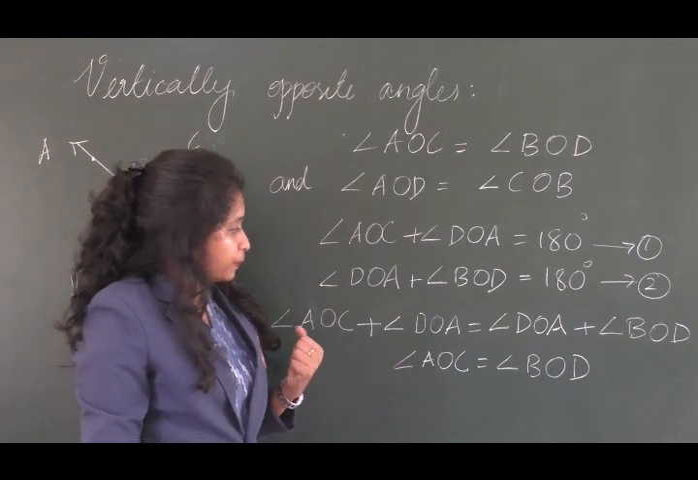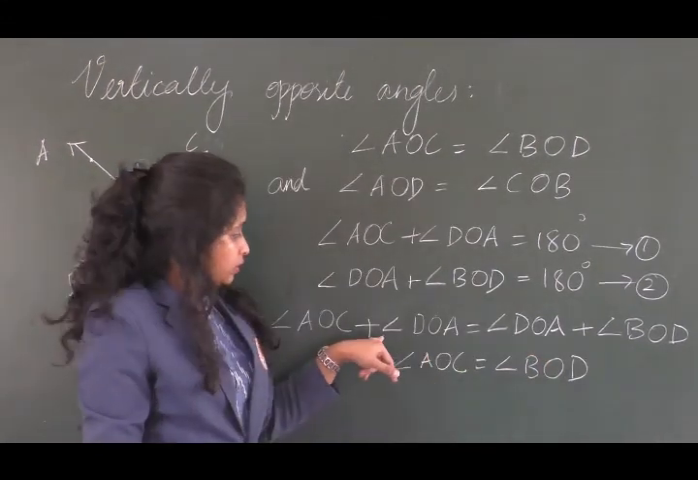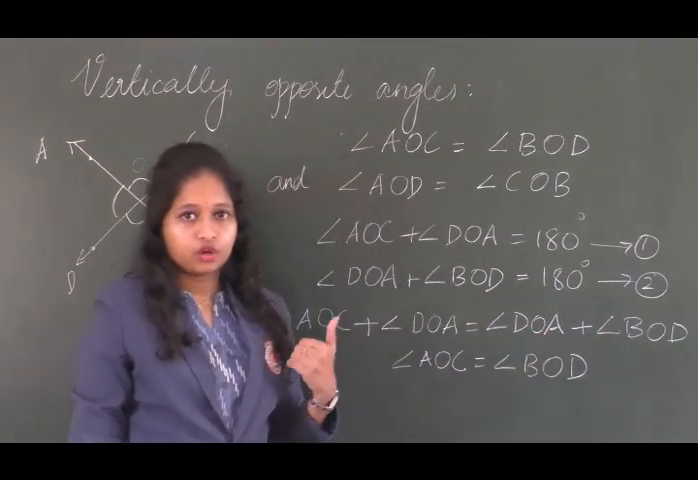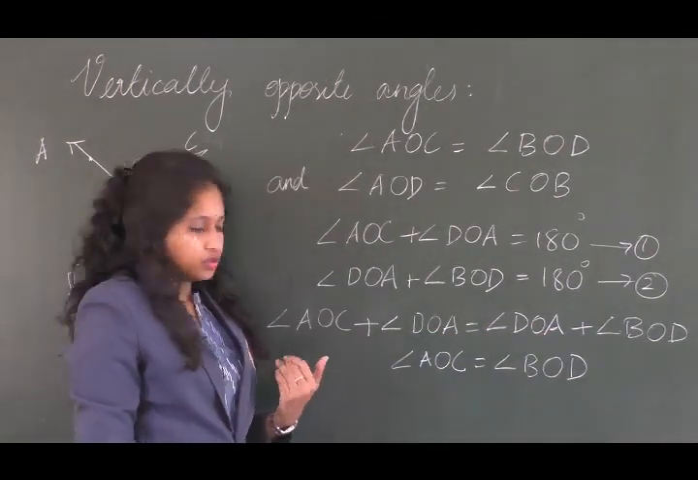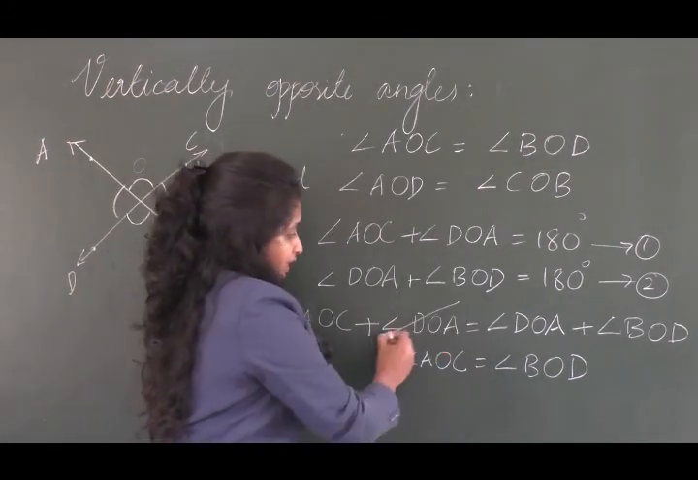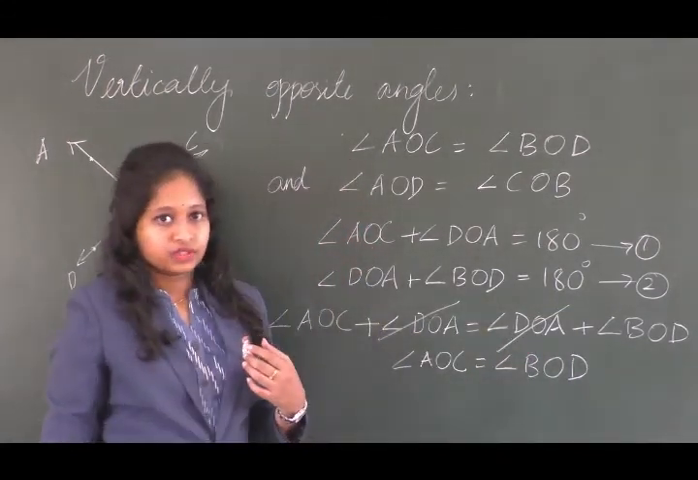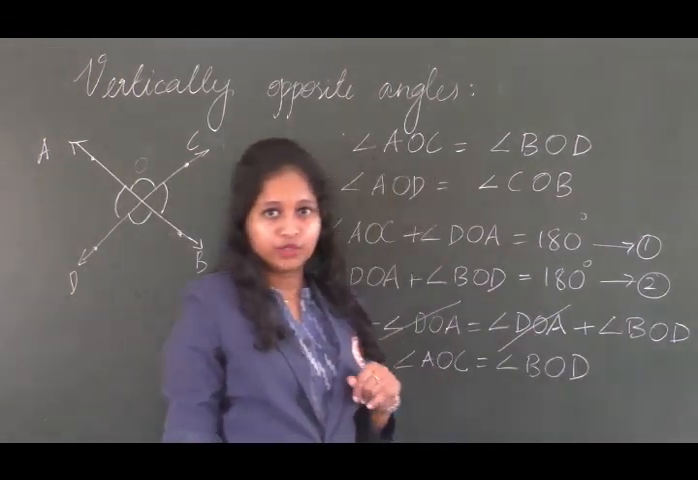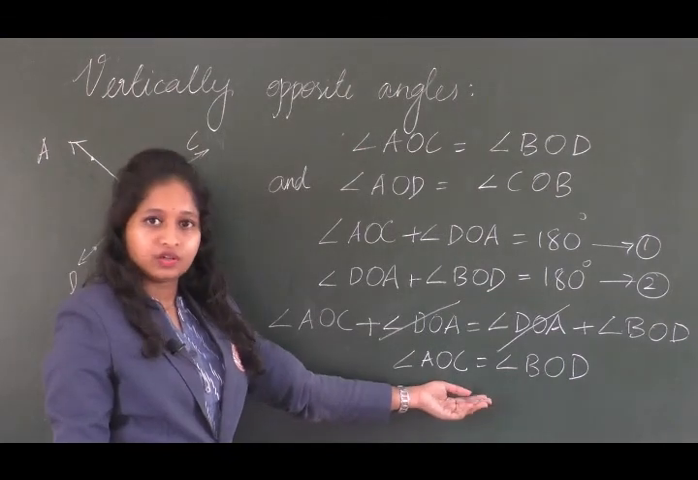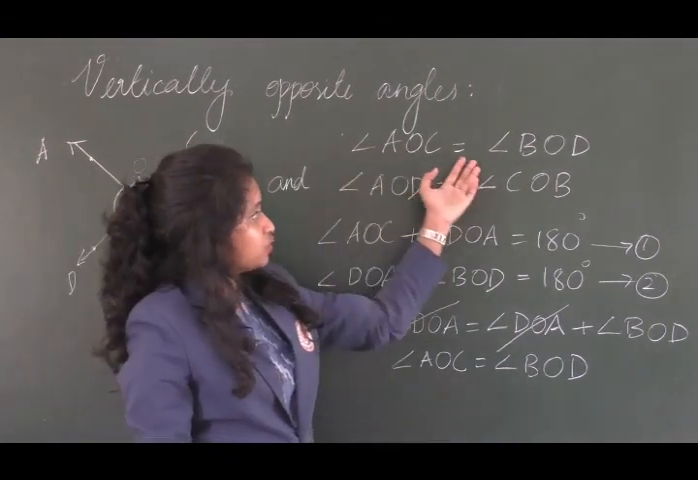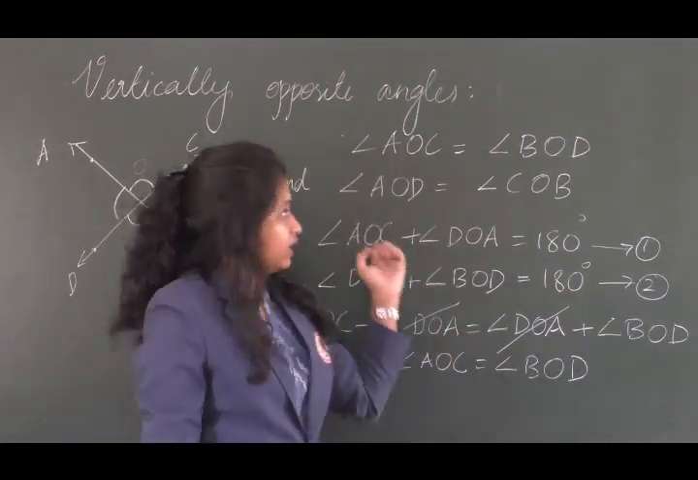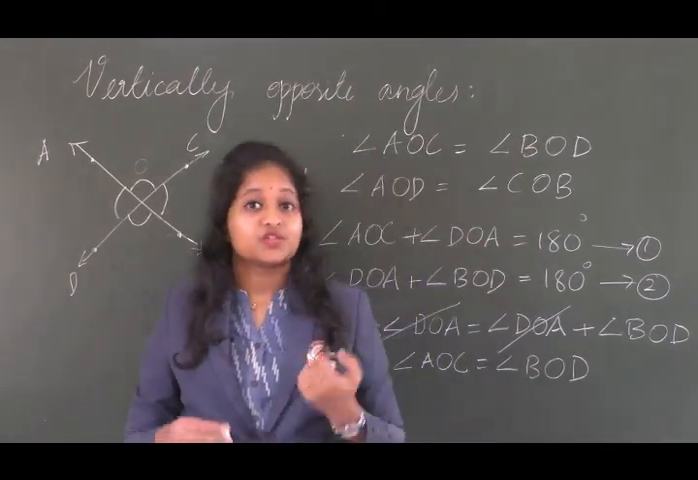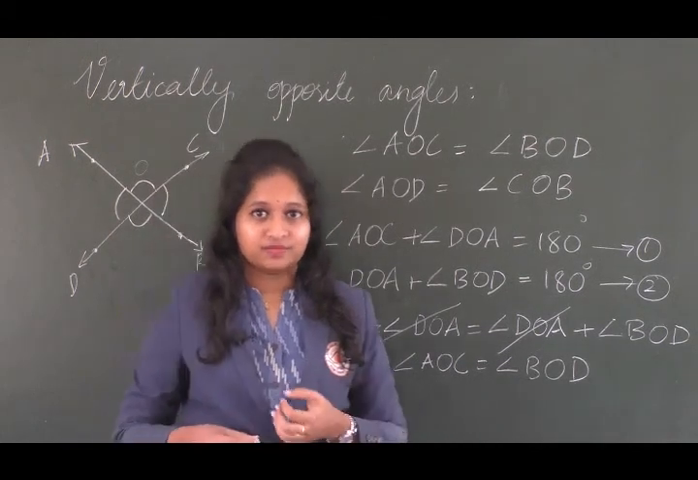Now here we have plus angle DOA, and angle DOA is common on both the sides. So we can cancel that. Now angle AOC is equal to angle BOD. So we have got the answer as angle AOC is equal to angle BOD. And angle AOD equal to angle COB is given in your textbook. So learn it from it.